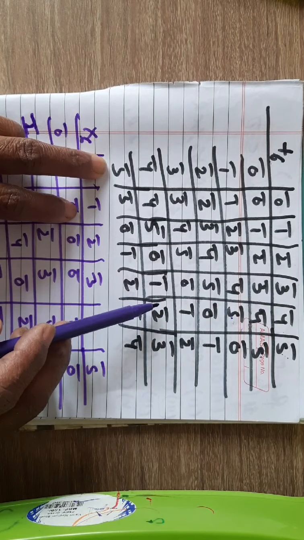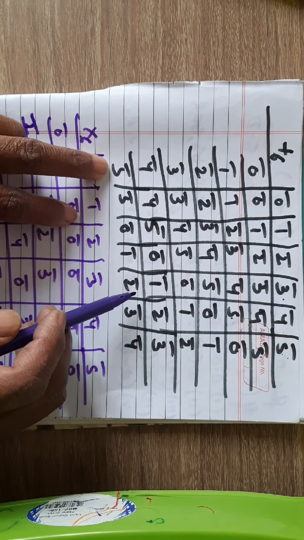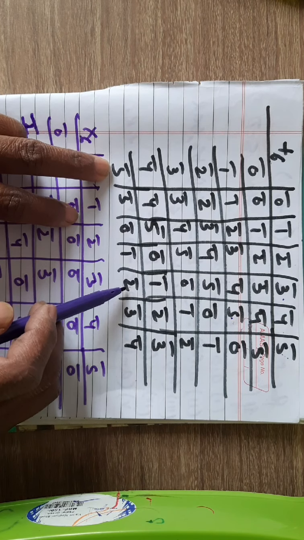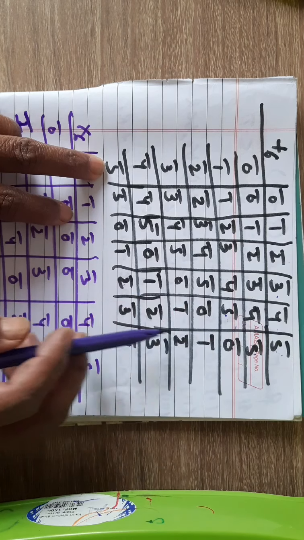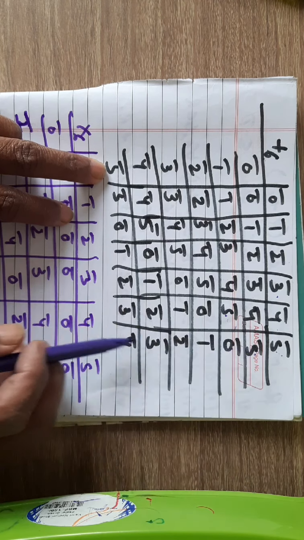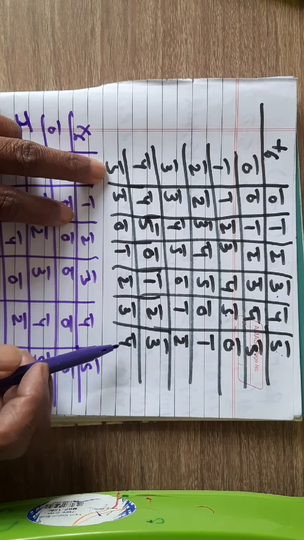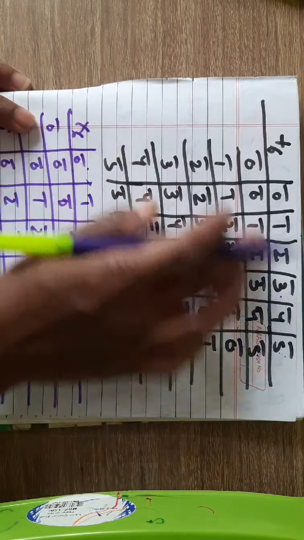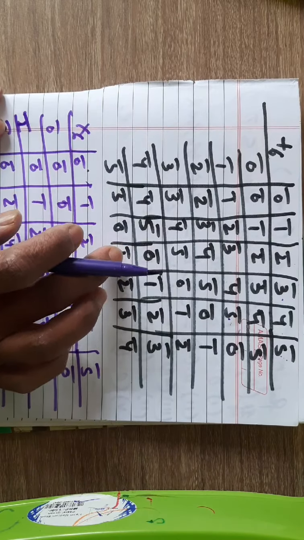Then 5 plus 3 will be 8. 8 on dividing by 6 gives you remainder 2, so you write 2 bar here. 5 plus 4 will be 9. 9 on dividing by 6 gives you the remainder 3. And 5 plus 5 will be 10. Dividing 10 by 6 gives you the remainder 4 bar. So you can see from this table that it satisfies this.